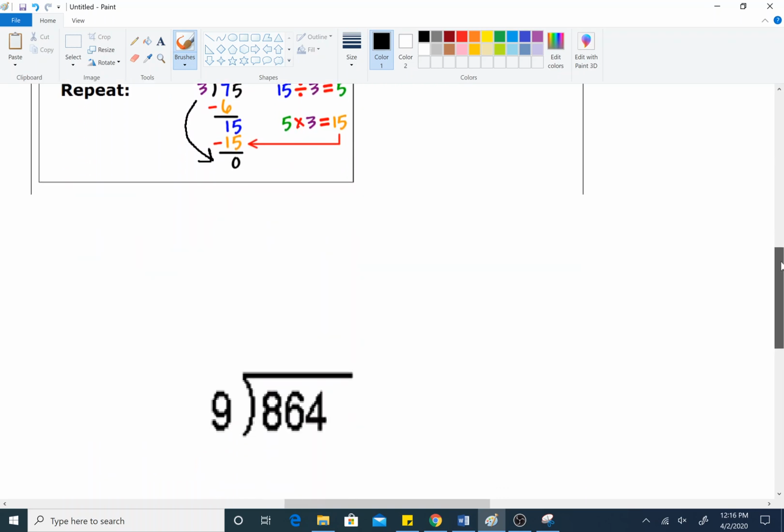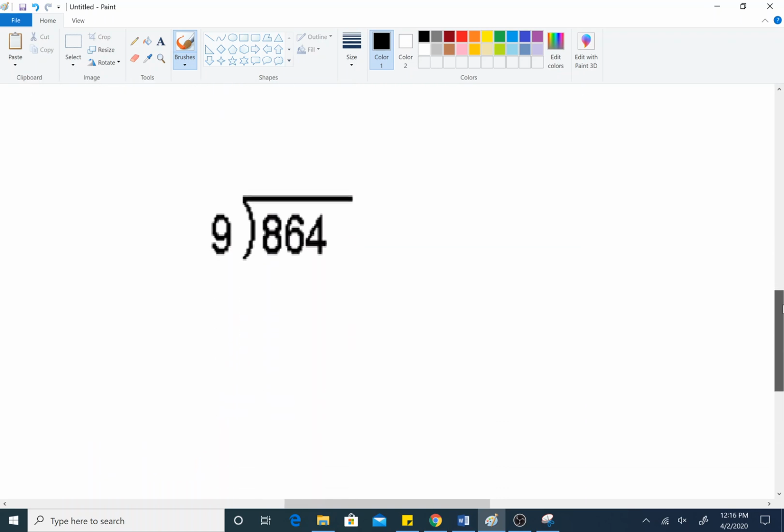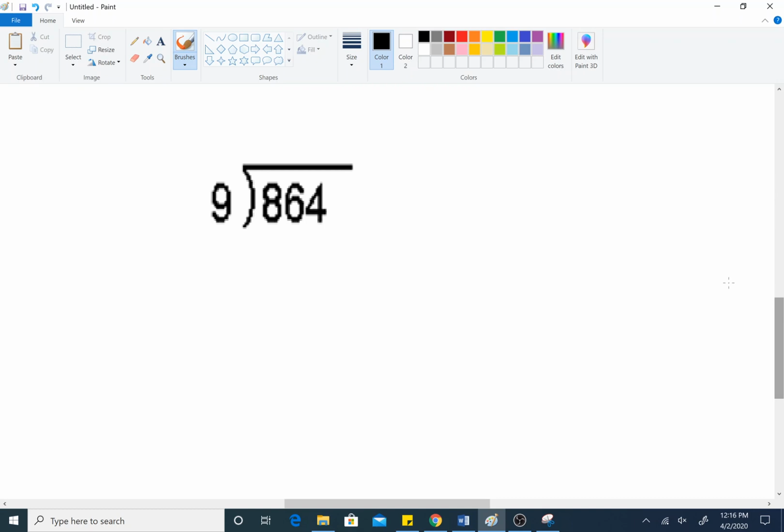So I'm going to go over an example problem here so I can really show you how this is going to work out, okay? So our first problem here is 9 into 864. So I start off by asking myself, does 9 here go into 8? Well, 9 does not go into 8, right? So I needed to go bigger. Does 9 go into 86?